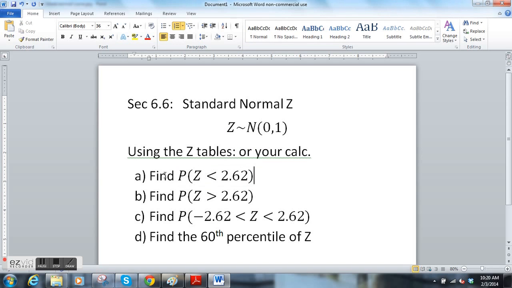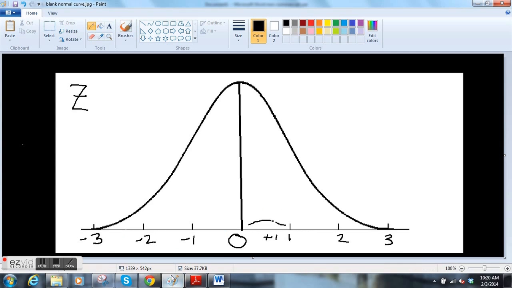So using the tables, find the probability that z is less than 2.62. I just made up that number. It could be any number. So on our picture, 2.62 would be about what here? 2.6, a little bit like there. Okay, I'm going to draw a little thing here. So you can see visually that 2.62, it's probably going to be a lot of probability.